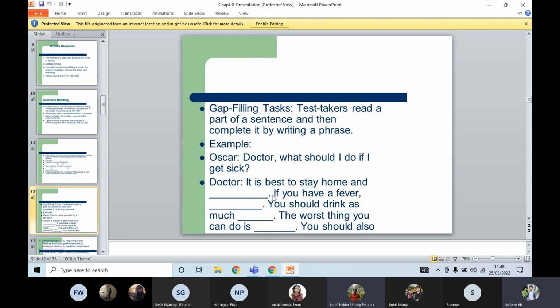So this is how the test takers read the part of a sentence and then complete it by writing according to their views. If we are given options in the paper, then they select from the paper which preposition or which word is suitable for the sentence. So this is the gap filling task.